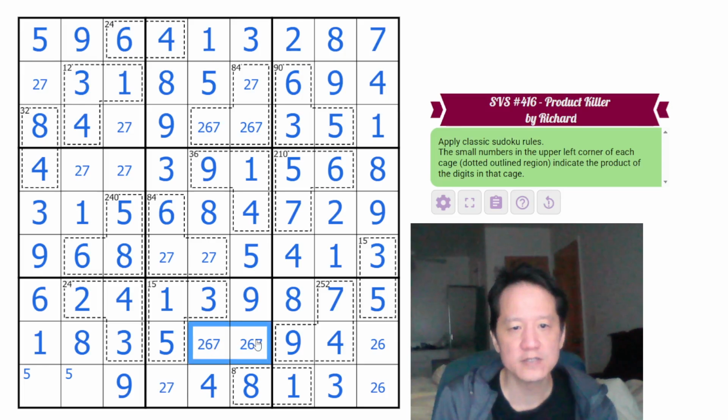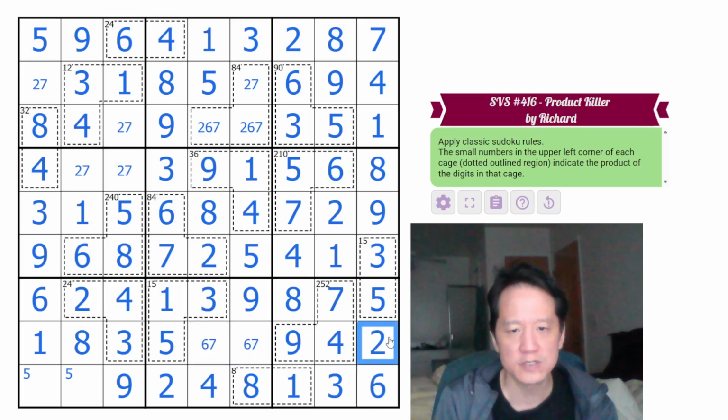One of these has to be a 7, because this can never be 7. So this can't be 7 anymore. That makes that a 2, which makes that 7, which makes that 2. Which means neither of these can be 2. This can't be 2, so this is 6, which makes that 2.